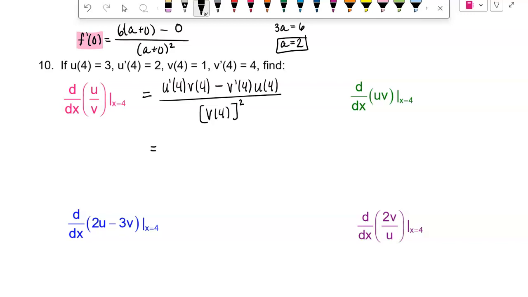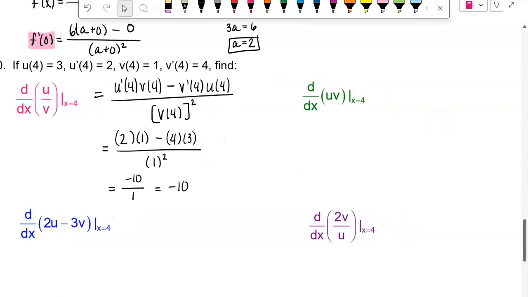So then it's just replacing. It told us that u prime of 4 equals 2. So I'm going to replace u prime of 4 with 2. V of 4 is 1, so I'm replacing v of 4 with 1 minus. Now it says that v prime of 4 is 4, and then u of 4 is 3, all divided by v of 4, which is 1 squared. So you've got 2 minus 12 divided by 1, so my answer is negative 10.